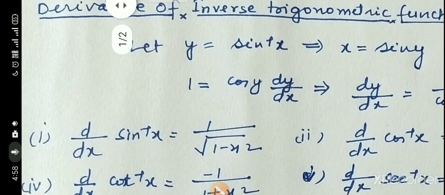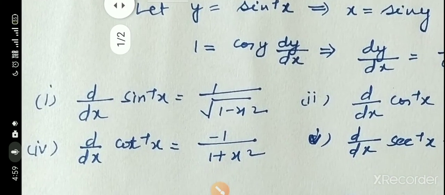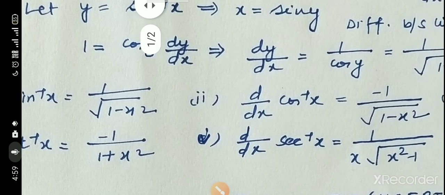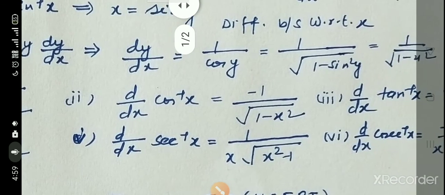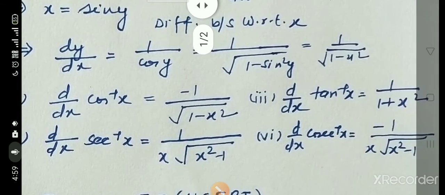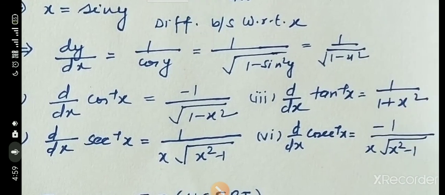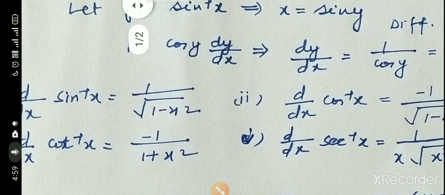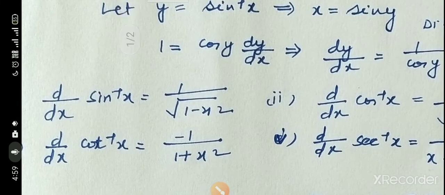We list all these formulas here. dy dx of sin inverse x is equal to 1 upon under root 1 minus x squared. Second is dy dx of cos inverse x is equal to minus 1 upon under root 1 minus x squared. Third is dy dx of tan inverse x is equal to 1 upon 1 plus x squared. Fourth one, dy dx of cot inverse x is equal to minus 1 upon 1 plus x square.